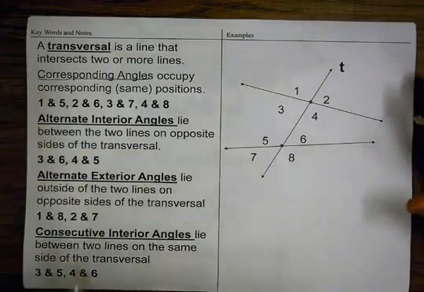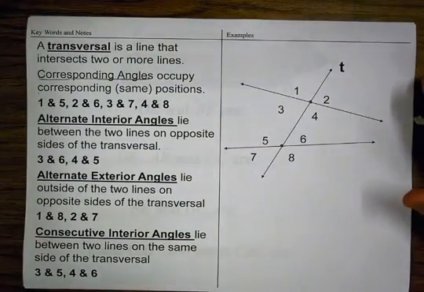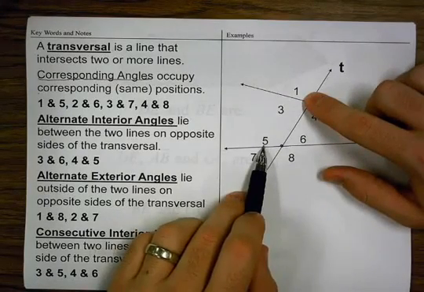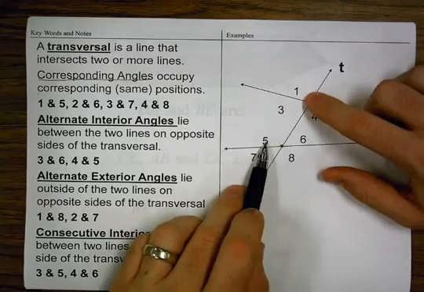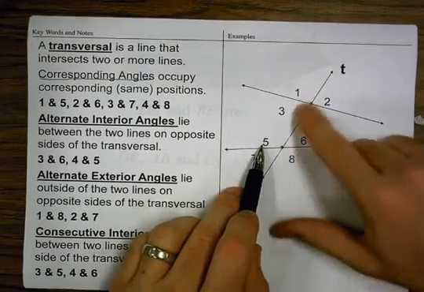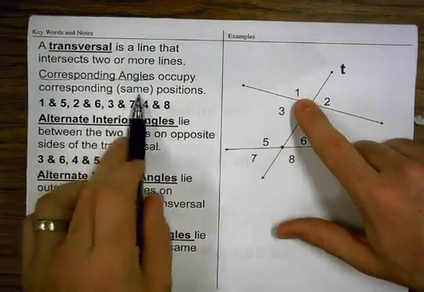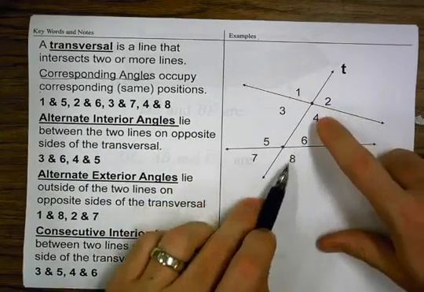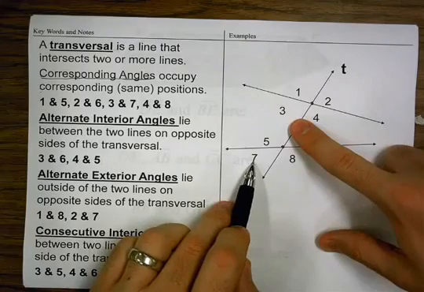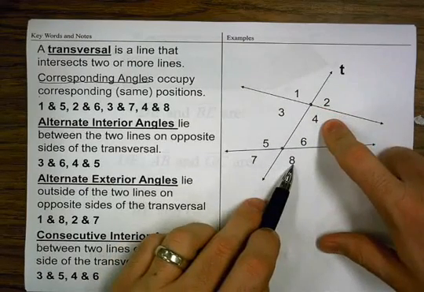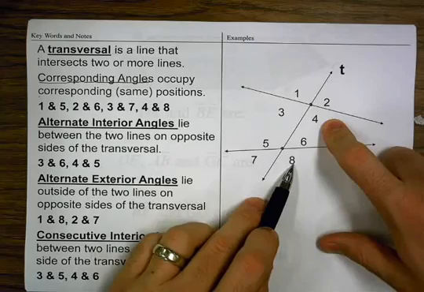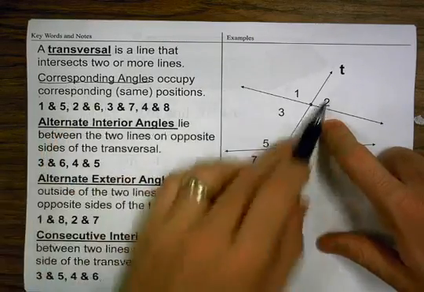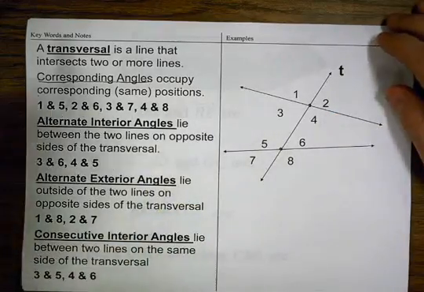So we'll start with one at a time. Say that angle 1 and angle 5 are corresponding. If I look, they're both in the top left of the intersection. Here's 5, there's 1, same location, same position. 2 and 6, top right, same location. 3 and 7, bottom left, same location. 4 and 8, bottom right, same location. So those are corresponding angles. Their location corresponds to one another at the separate intersection.